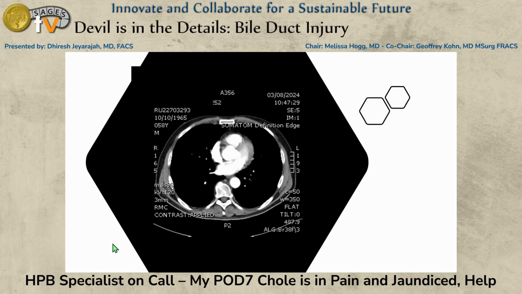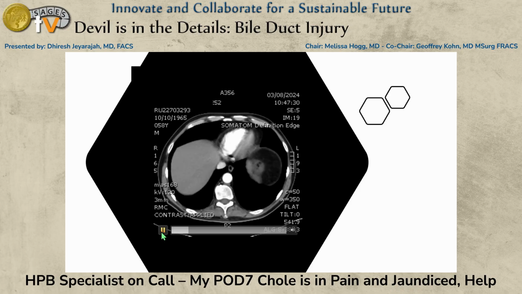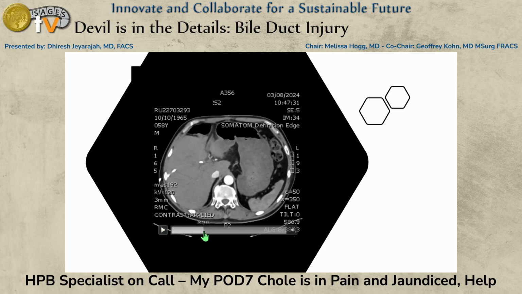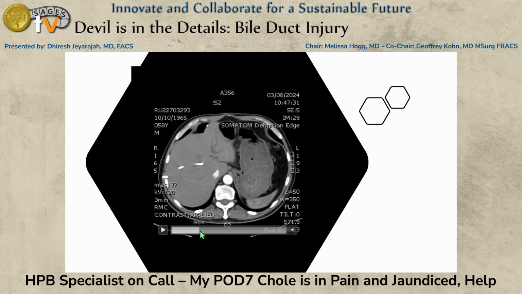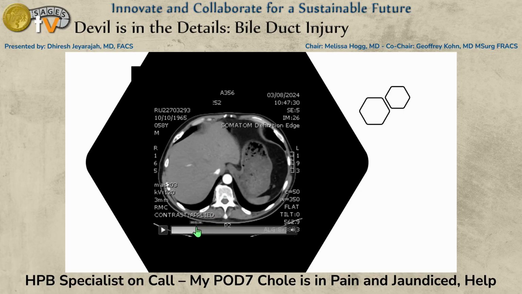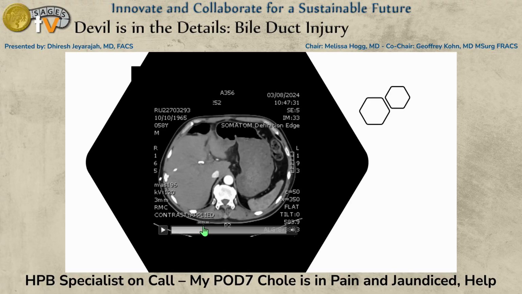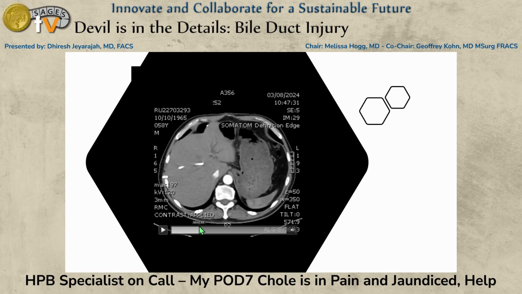So let me just drag this. So this is my arterial phase of a recent scan. It's kind of not what you want to see. You see the left hepatic artery. I don't see much on the right side. I'm getting a little bit stressed.